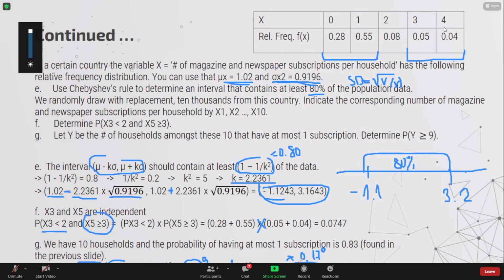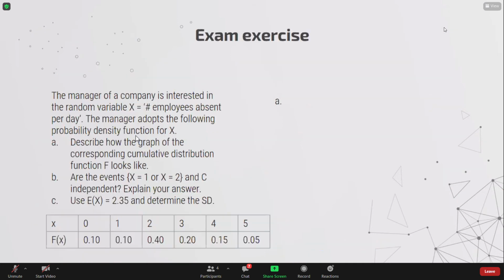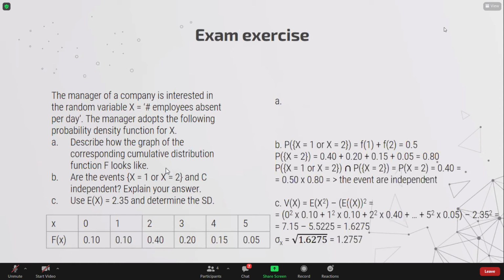Do you have a question about that exercise? If not, I would say, let me see. We have one last exercise. That's the very, very last, I think. Yes.